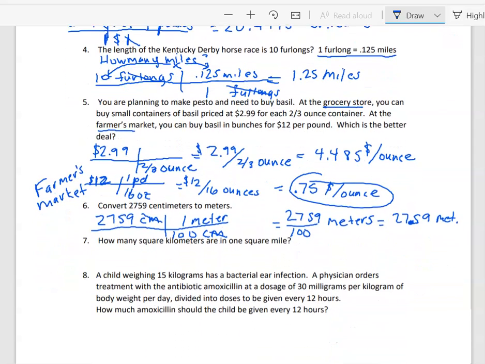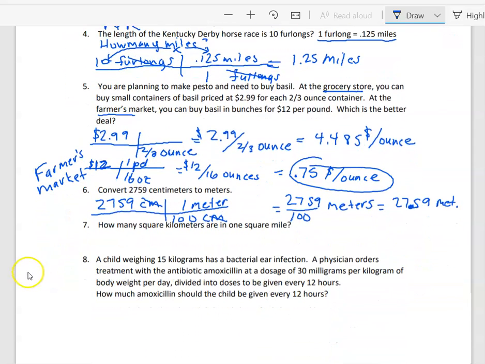How many square kilometers are in 1 square mile? Okay, well, here's what I know. 1 mile is equal to 1.6093 kilometers. Okay, so I don't have miles and kilometers. I have square kilometers in 1 square mile.